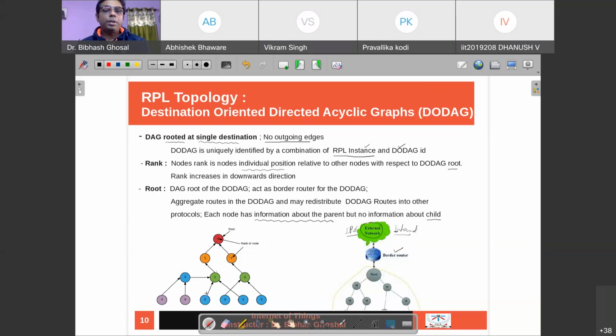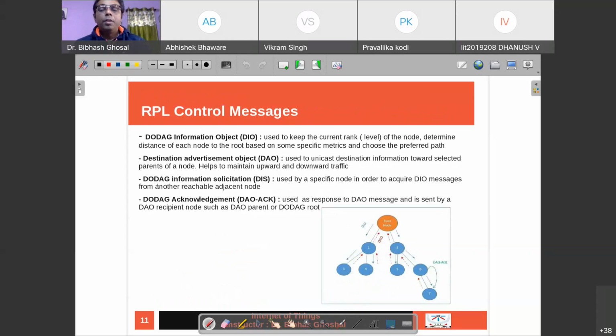So it has no information about the child, but it has only information about the parent. So this is about the root and the different nodes that we have. Let's see how the communication happens. Now, for this communication to take place using this DODAG, there are a few control messages, and we have 4 control messages that are used.